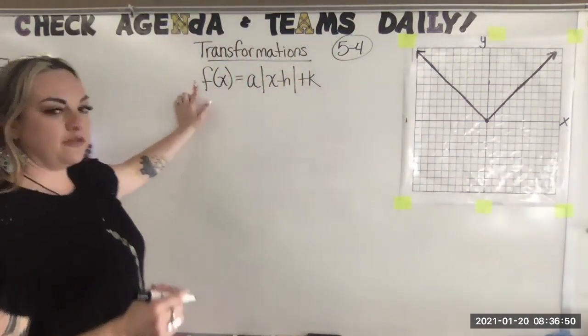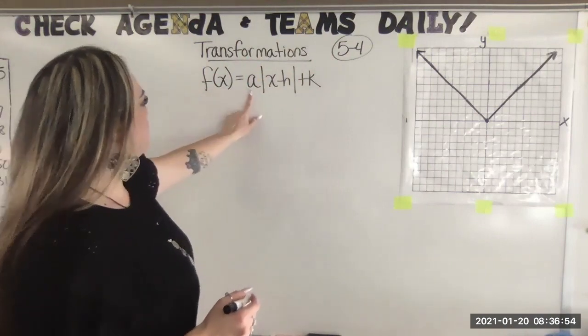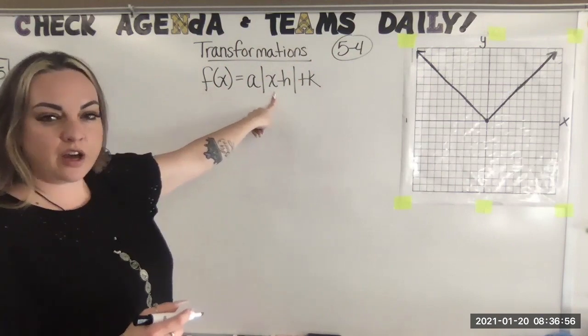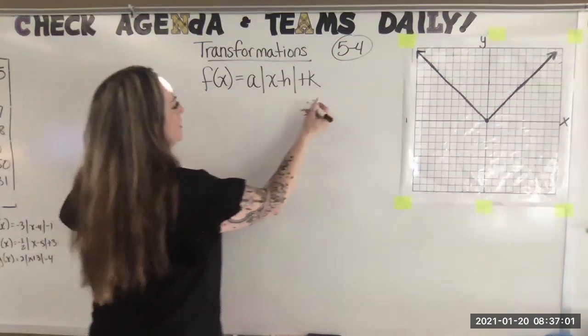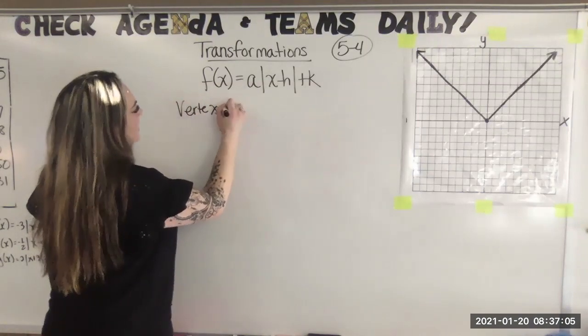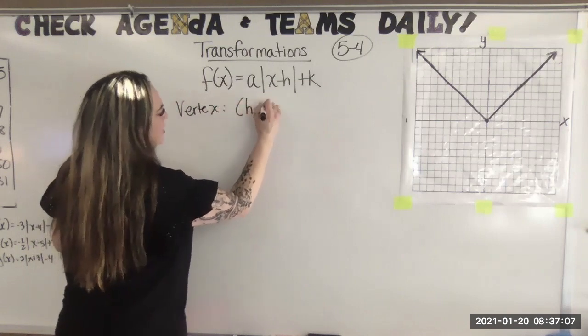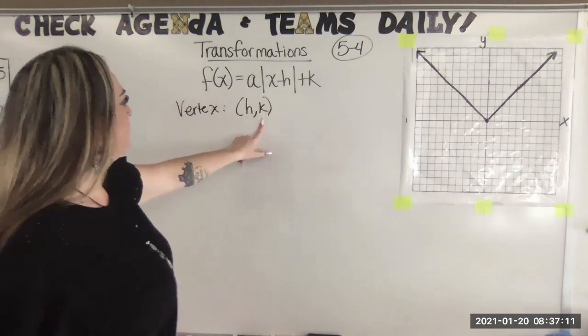So let's recall that the vertex form of our absolute value equation is f of x equals a times the absolute value of x minus h, plus k. We know that the vertex is (h, k), which is our x value and y value for the vertex.